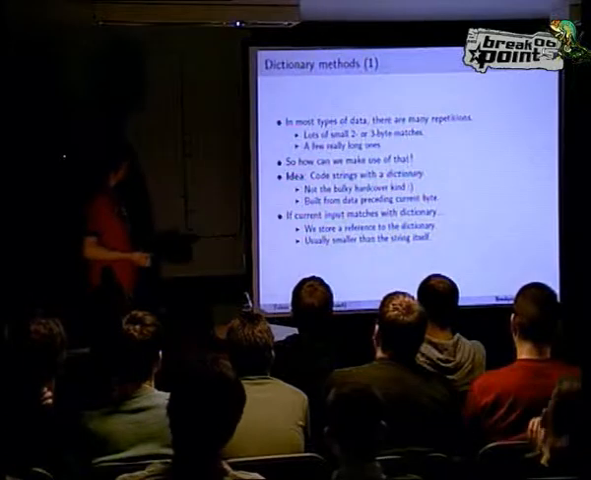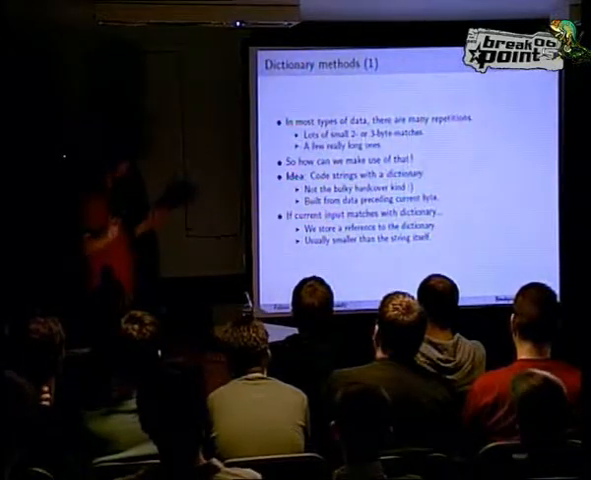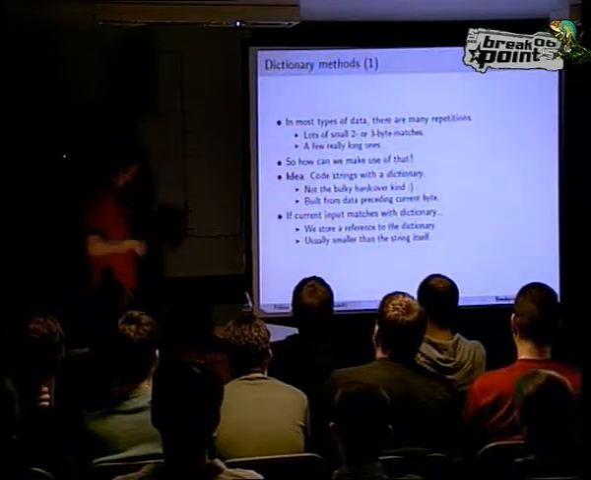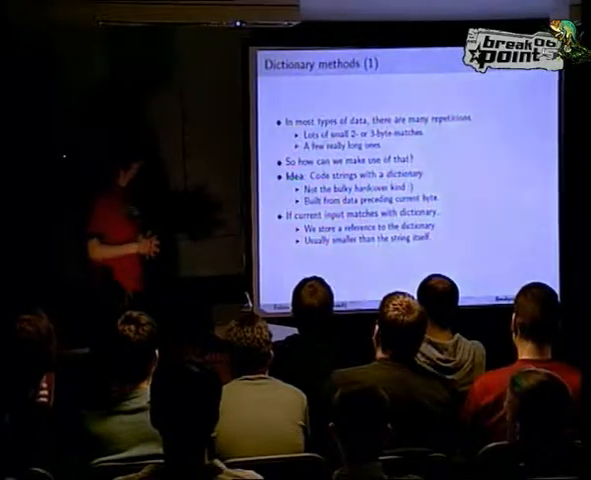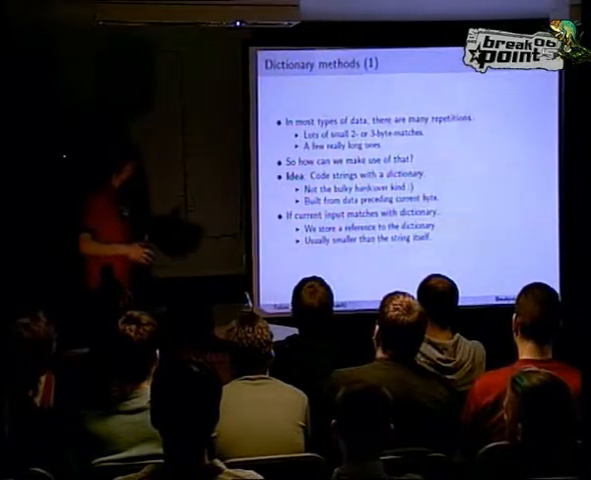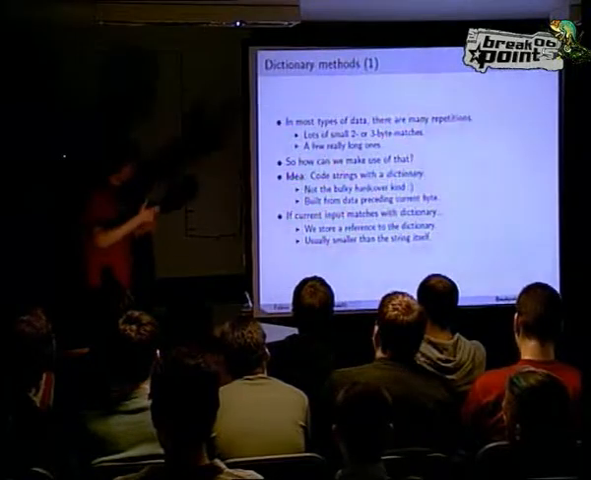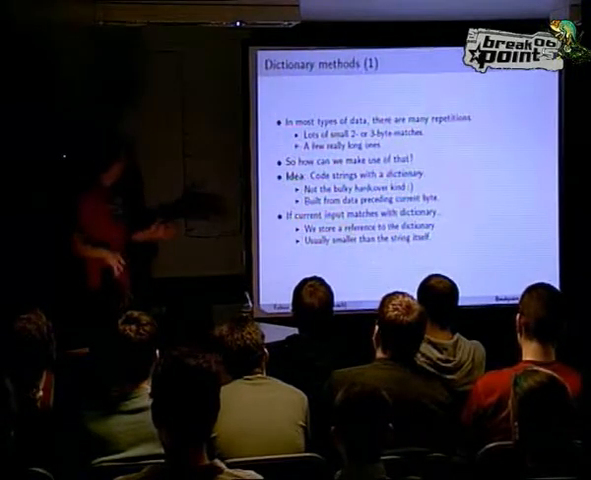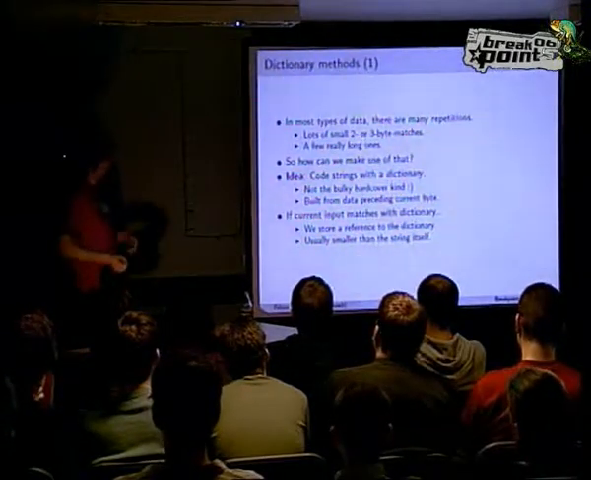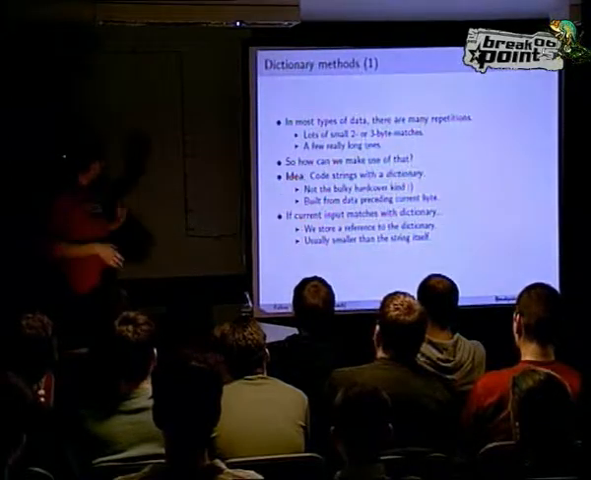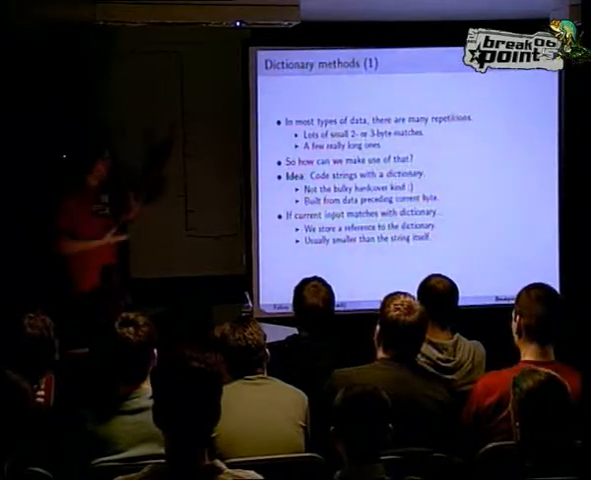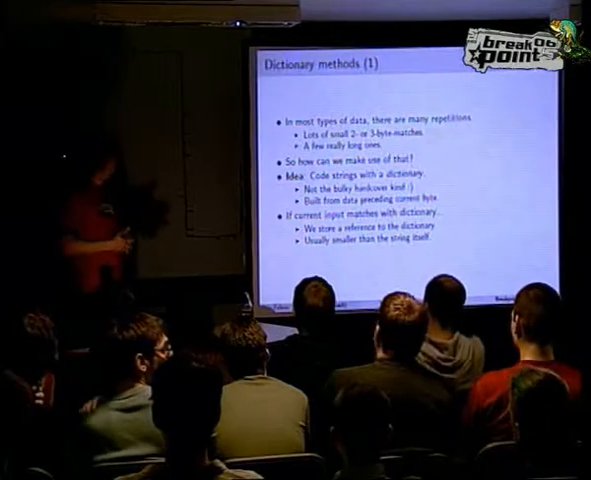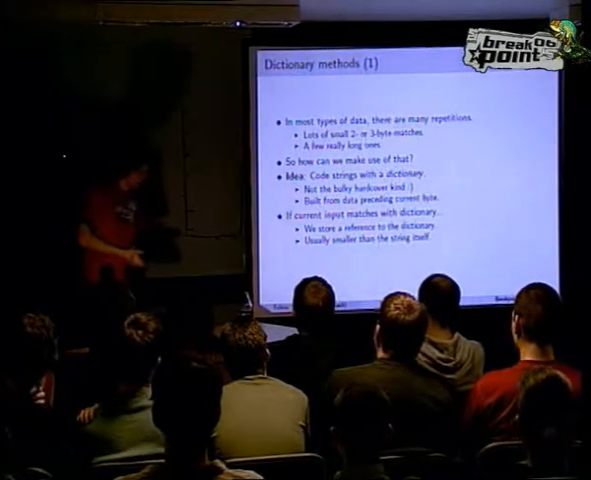And if the current input is found in the dictionary, like the 5 characters that are coming up right now, for example, you don't store those 5 characters individually, but a reference to the dictionary where those 5 characters are. And this reference is usually smaller than the string itself, because that's the whole point. You try to make those references small, so this kind of encoding pays off.